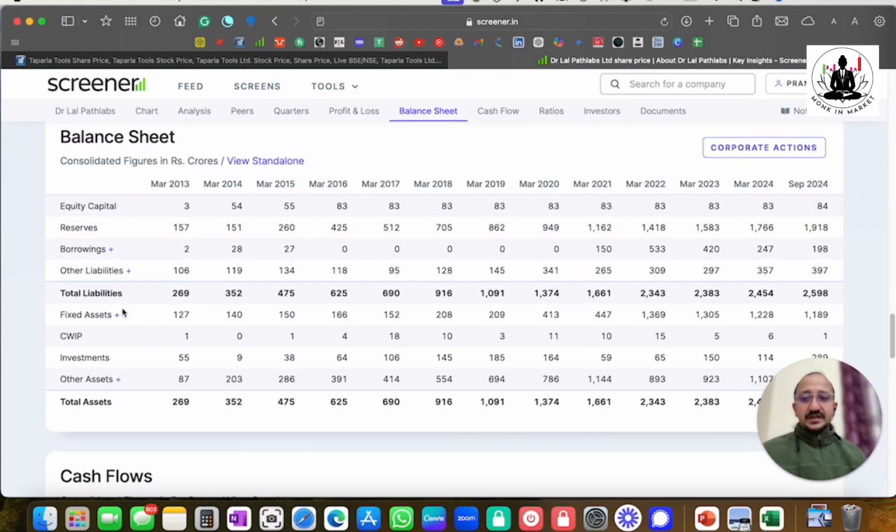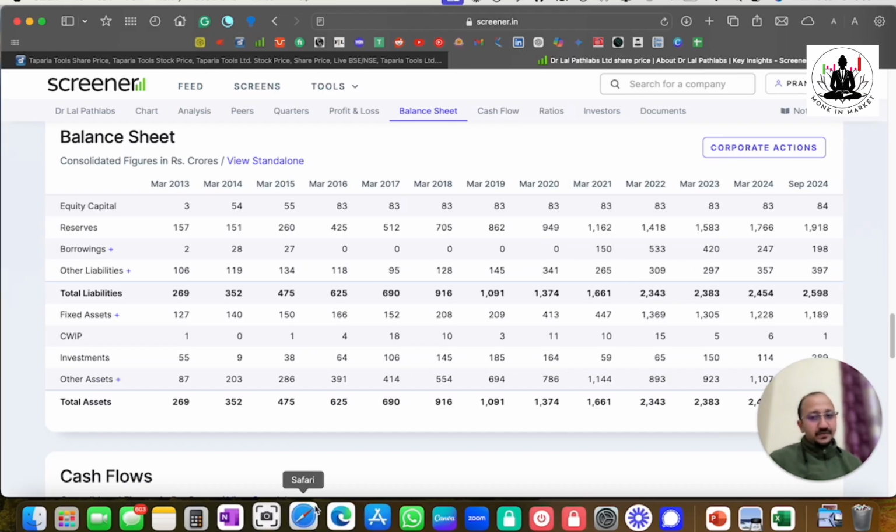So overall, the current assets and the current liabilities are also quite managed. For that, I need you to see the Moneycontrol website. That is good for this. I hope this is clear to everyone.